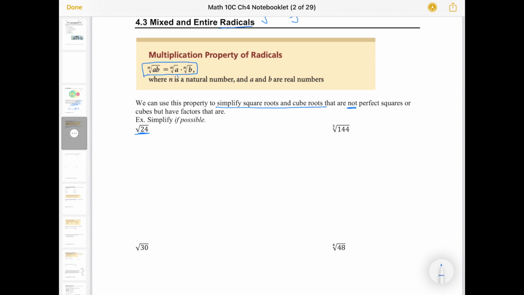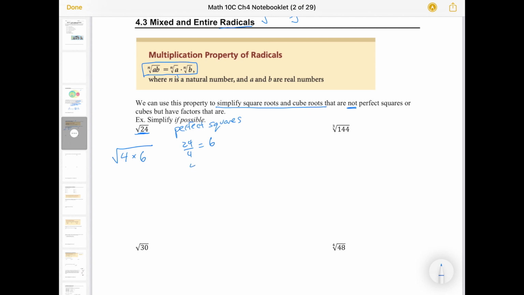Well, 24, I could divide that by 4. 4 is a square root. Right, so I'm looking for square roots, perfect squares. And I know that 4 is a perfect square. And 24 divided by 4 is 6. So I'm going to write 24 as 4 times 6.